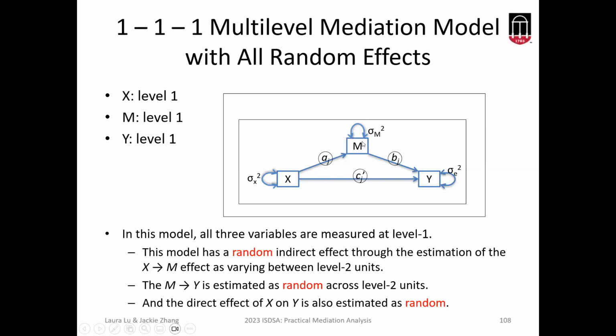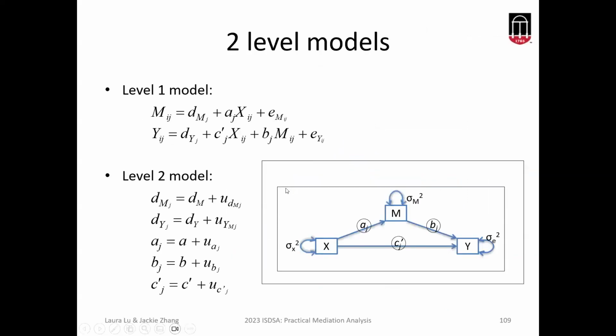So in this case, X, M, Y are all at level 1. From X to M, the A coefficient is random. From M to Y, the B coefficient is random. And from X to Y, the C prime direct effect is a random variable. So in this case, how are we going to model our equation?